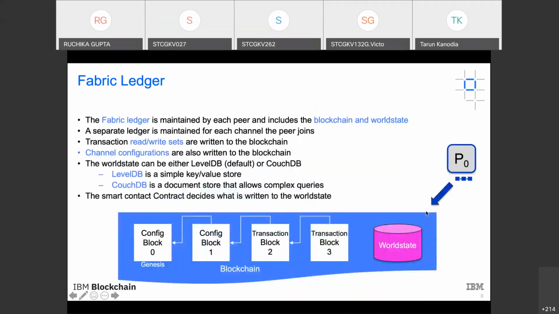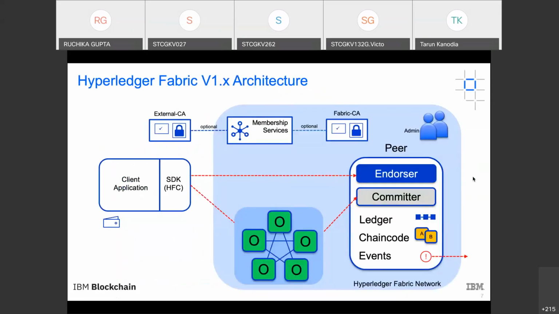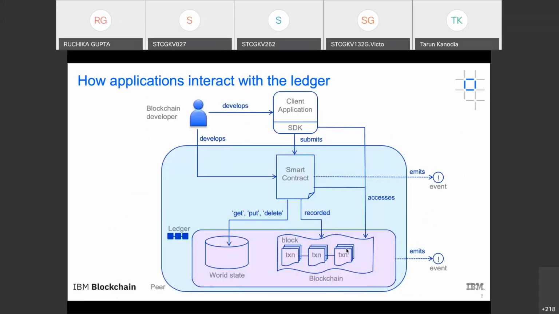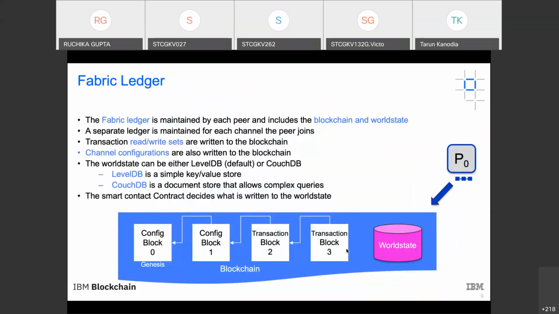So as I was saying, like each of these components, when we look at the peer, which is the most important component, we have something called the ledger, where we are saying that we're storing all the transaction history which has happened as part of blocks. So now we look at what exactly is the Fabric ledger when we use the word ledger. So ledger consists of two things. One is your blockchain. That is your list of blocks which are capturing all the transactions which have occurred.